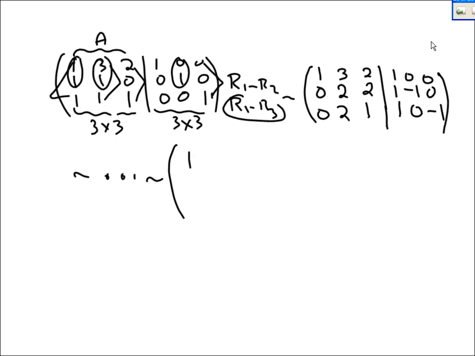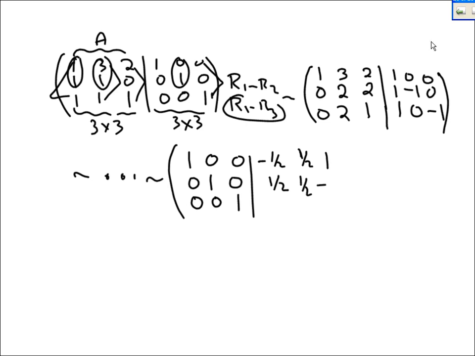you eventually will get the identity matrix. I can reduce matrices all day for you, but you need to practice it on your own. If you keep reducing this, you will eventually get this. Negative a half, 1/2, 1, a half, negative 1, 0, negative 1, 1.